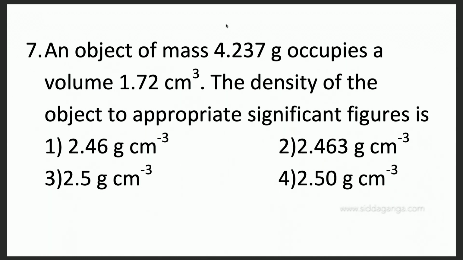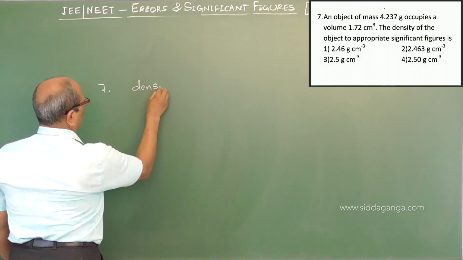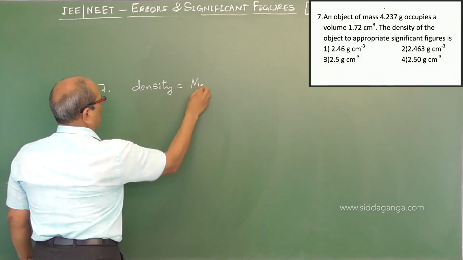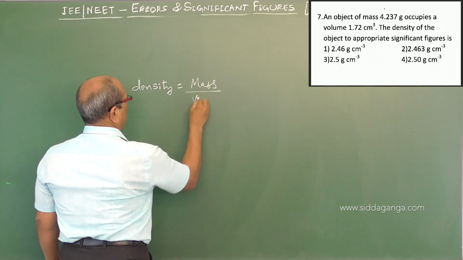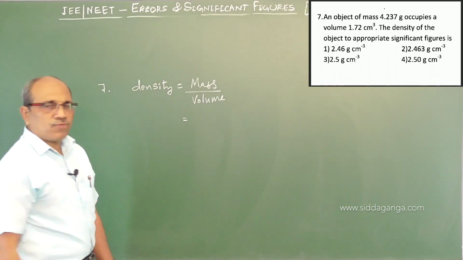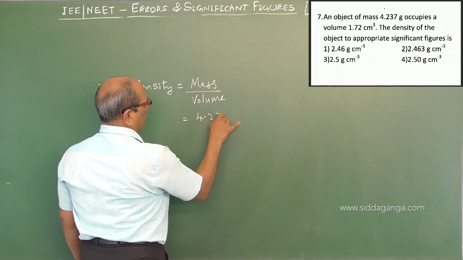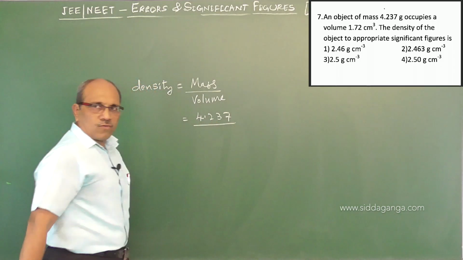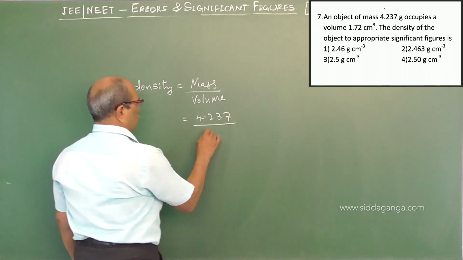An object of mass 4.237 gram occupies a volume of 1.72 centimeter cube. The density of the object to appropriate significant figures is. So when it comes to density, it is mass by volume. If you take the mass 4.237 divided by volume 1.72.